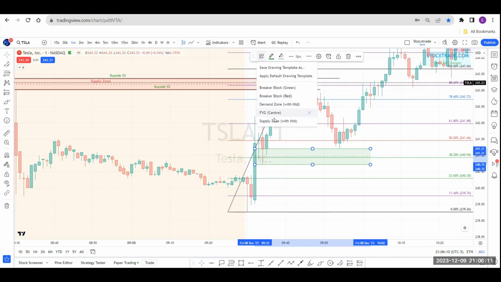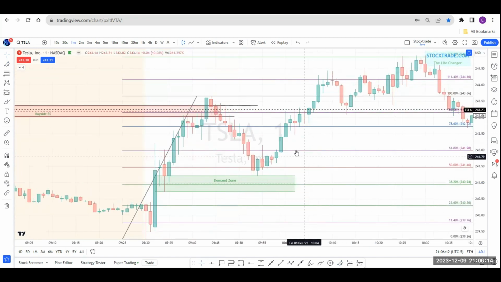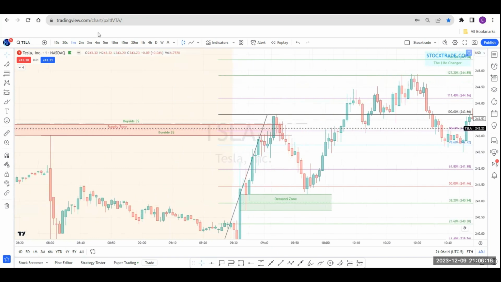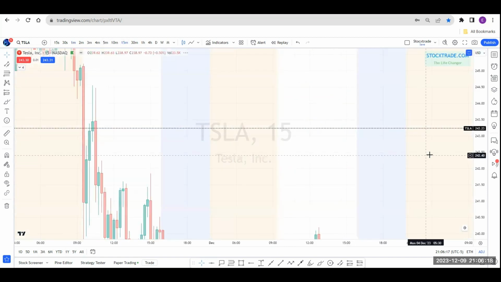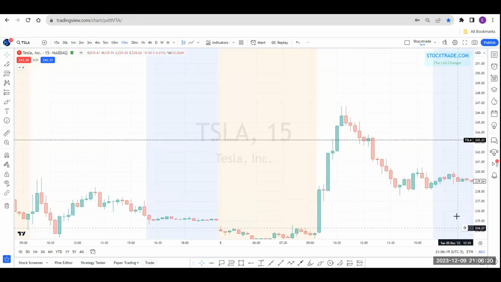This can be your demand zone. You can take the trade. What will be your takeout? Now shift to 15 minutes or 5 minutes or 10 minutes.